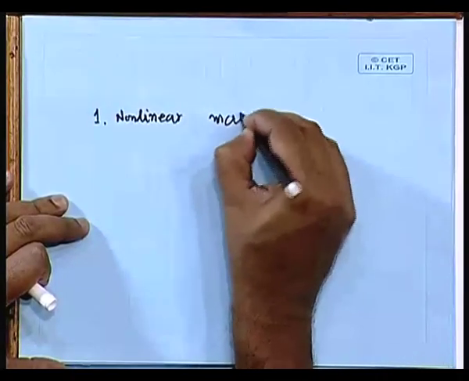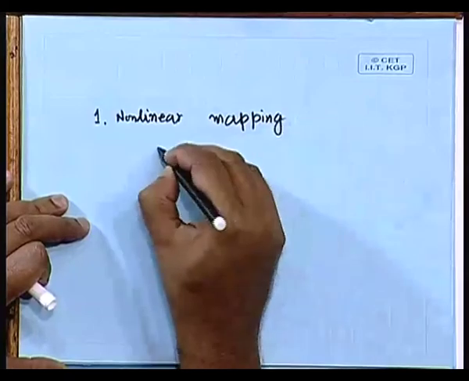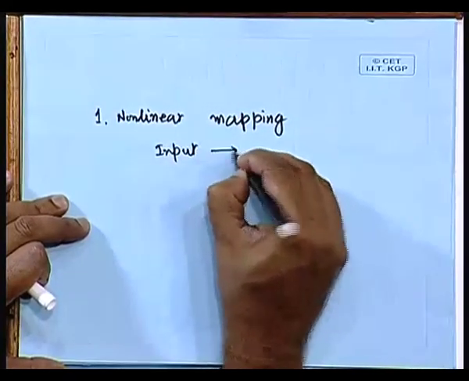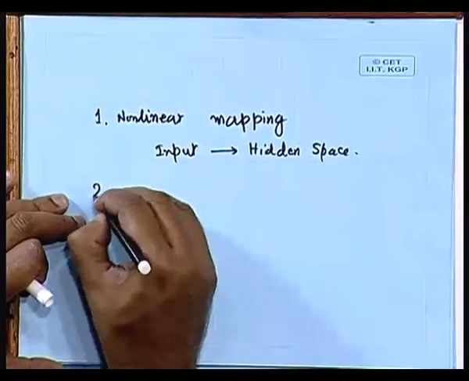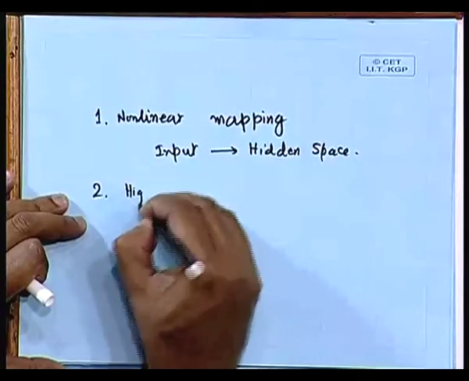Now, the two basic important points that came out of Cover's theorem are, number one, that the mapping we are doing from the input space to the hidden space is essentially nonlinear. So, one of the basic fundamental things we have observed is a nonlinear mapping from input to the hidden space. That is number one. And number two is a higher dimensional mapping.